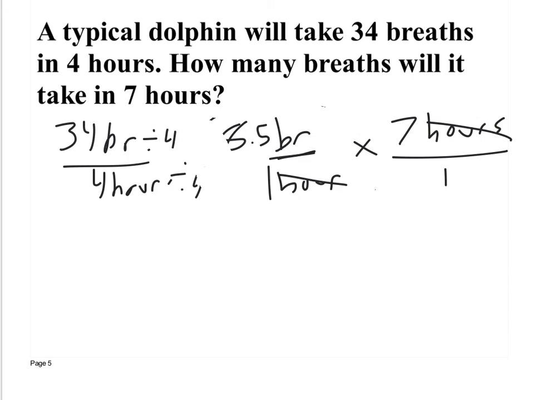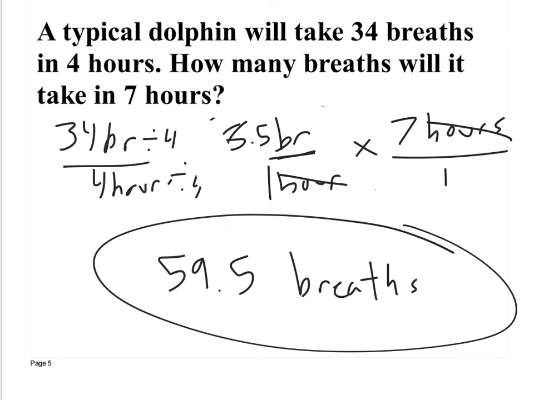It's how many breaths. And then I just multiply those. What's 8.5 times 7? 59.5. It is 59.5. So in 7 hours, that's how many breaths a typical dolphin takes. Here's your assignment for today.